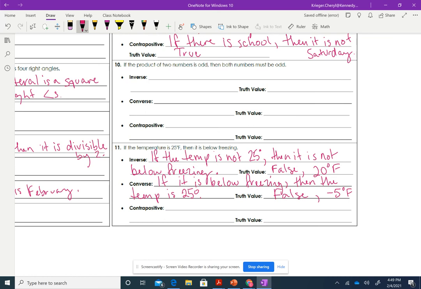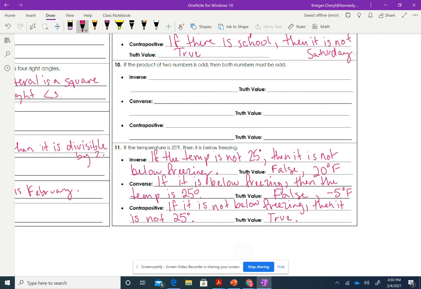In the contrapositive, we have: if it is not below freezing, then it is not 25 degrees. If it's not below freezing, then it is not 25 degrees. That one's true.